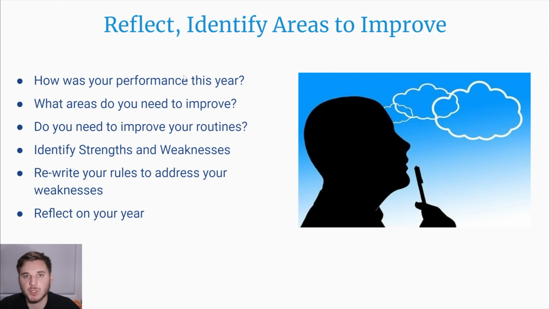And the last step to this post-analysis review is you want to reflect and identify your areas to improve. So you basically want to ask yourself these questions. How's your performance this year? What areas do you need to improve? Do you need to improve your routines, weekly, daily, post-market? You want to identify your strengths and also especially your weaknesses, and rewrite your rules to address these weaknesses. Finally, just reflect on your year. Are you satisfied with your performance? And what can you change to do better the next year?